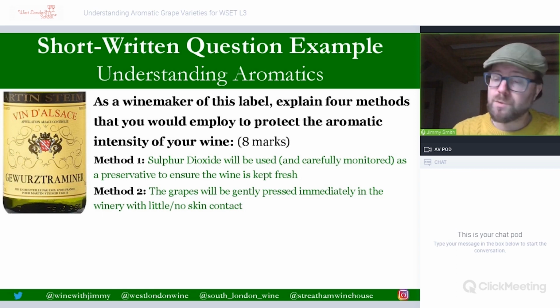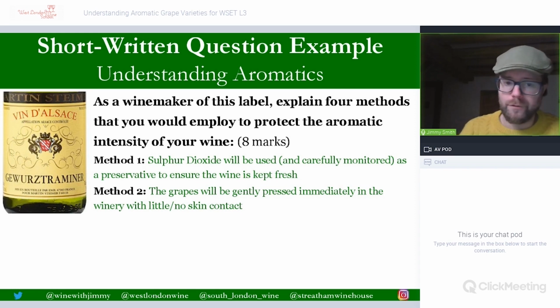Method 2, the grapes will be gently pressed immediately in the winery with little or no skin contact, and that's to create a clean and pure juice. Okay, as talked about earlier. So this, you could say the grapes will be gently pressed, and in brackets, often whole bunch, immediately in the winery with little or no skin contact. I would put those down for that one.